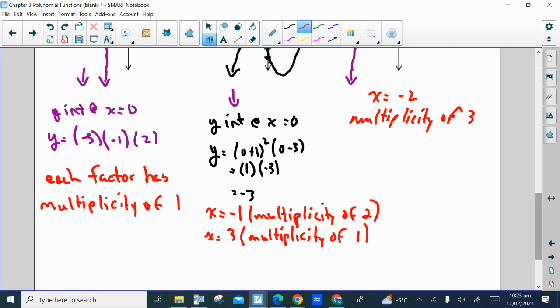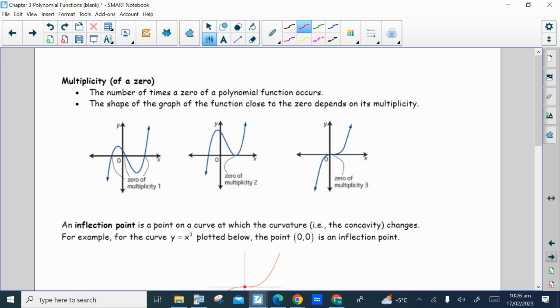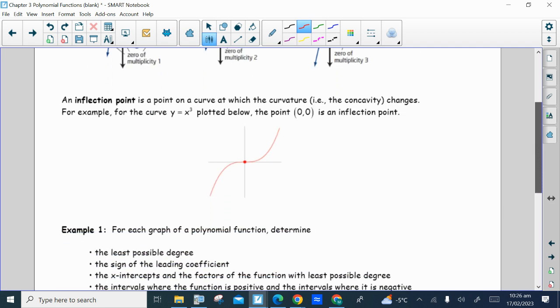There'll likely be a question somewhere on the diploma exam where you have to somehow address multiplicity of roots or zeros or x-intercepts or factors. So again, the multiplicity of a 0 is the number of times a 0 of a polynomial function occurs. The shape of the graph of the function close to the 0 depends on its multiplicity. When the multiplicity is 1, the graph crosses through the x-axis. When the multiplicity is 2, it bounces off. And when the multiplicity is 3, that's where we get that point of inflection, which again is defined there. It is a point on the curve at which the curvature or the concavity changes.